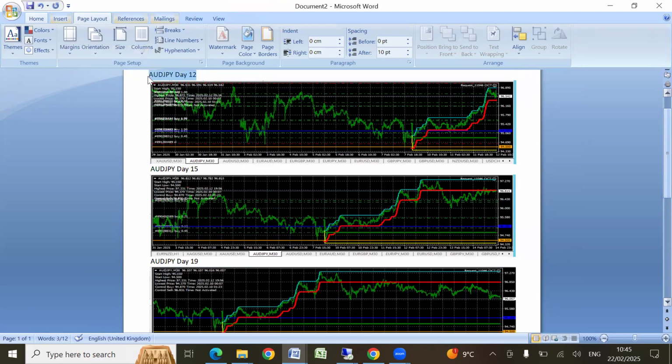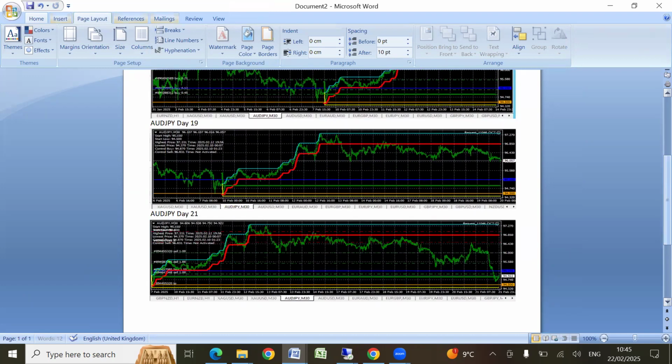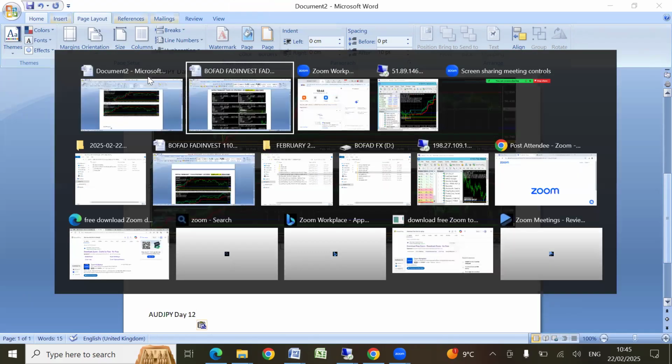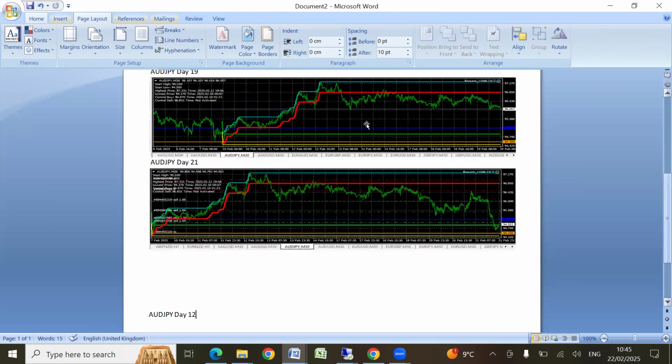So I think to make it more interesting, let's also use the same product. We're going to use AUDJPY. Let's look out for AUDJPY. So this is AUDJPY in that same picture as well. So on day one, we're going to copy AUDJPY on day one.